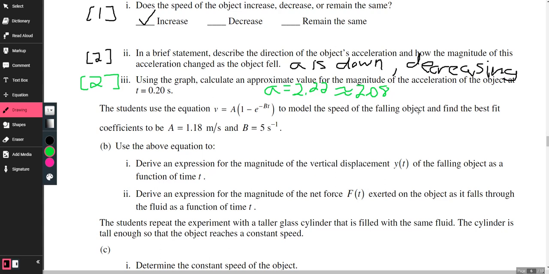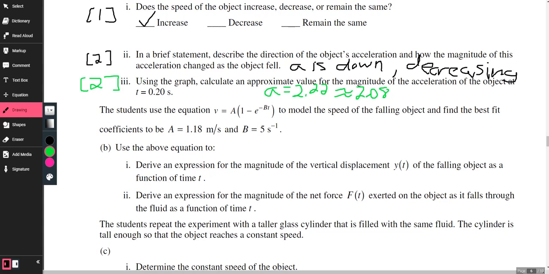All right. So now they give us this equation. They say this is our velocity and they want us to figure out the vertical displacement for part 1, and then for part 2 they want us to find the net force.